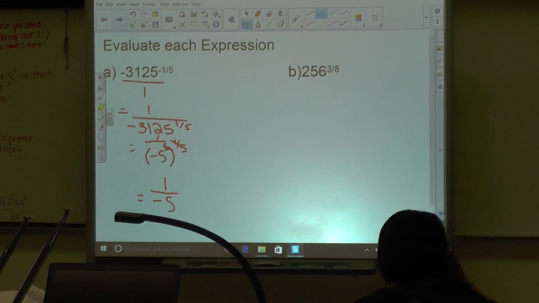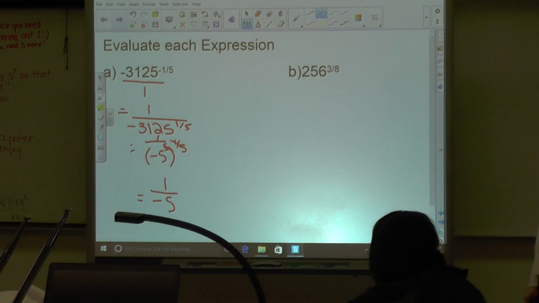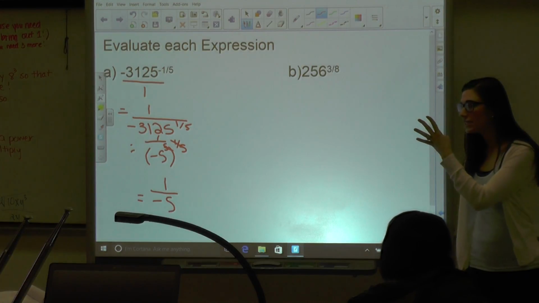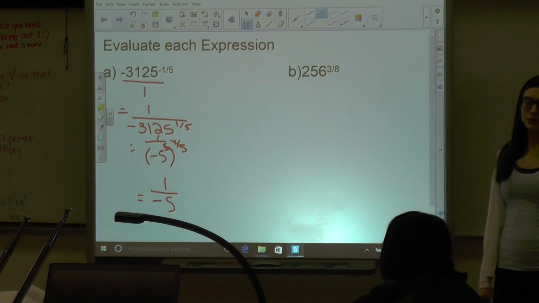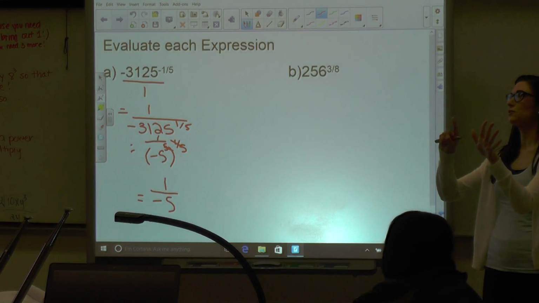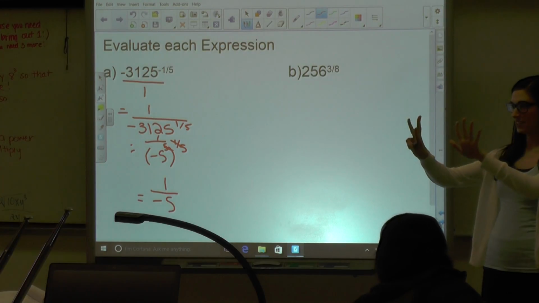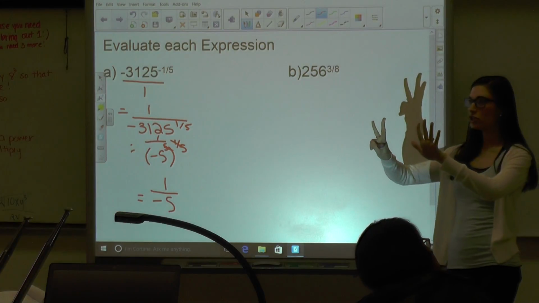Can we go down? To the second power, 2. 2 times 2 is 4. 4 times 2 is 8. 8 times 2 is 16. 16 times 2 is 32. 32 times 2, 64. 64 times 2, 128. 128 times 2, 256. So 2 to the power 8.